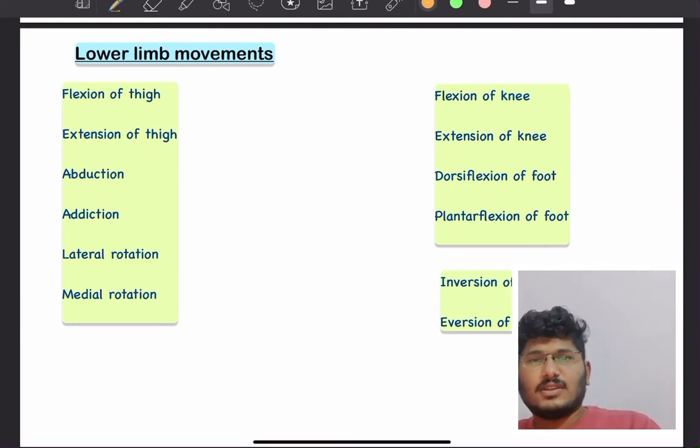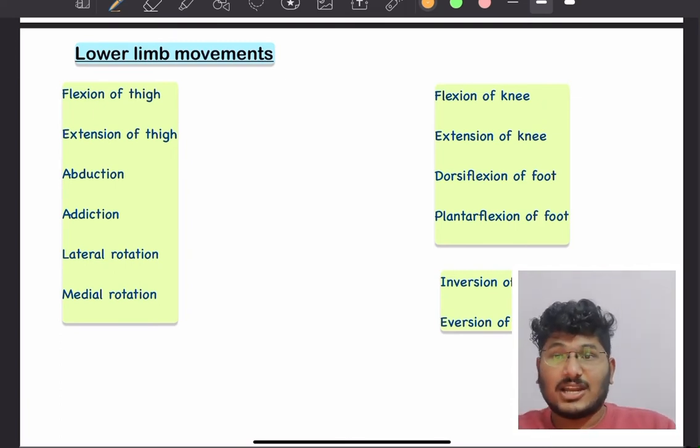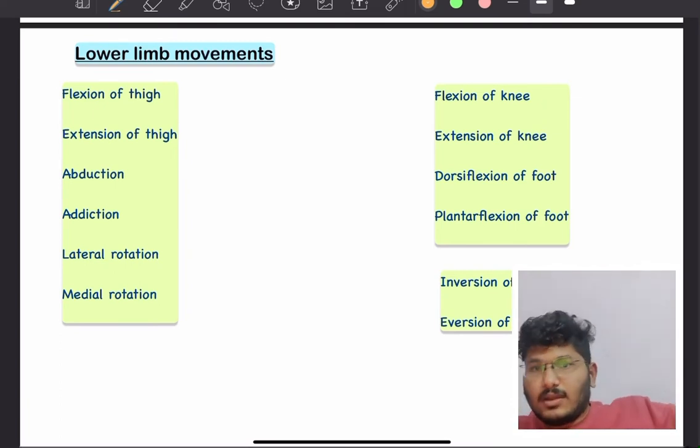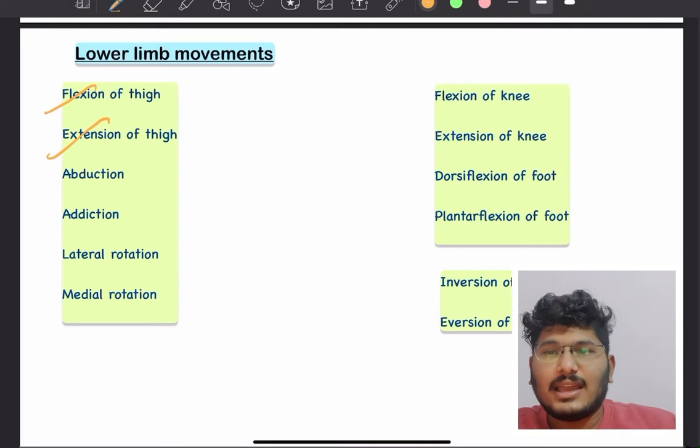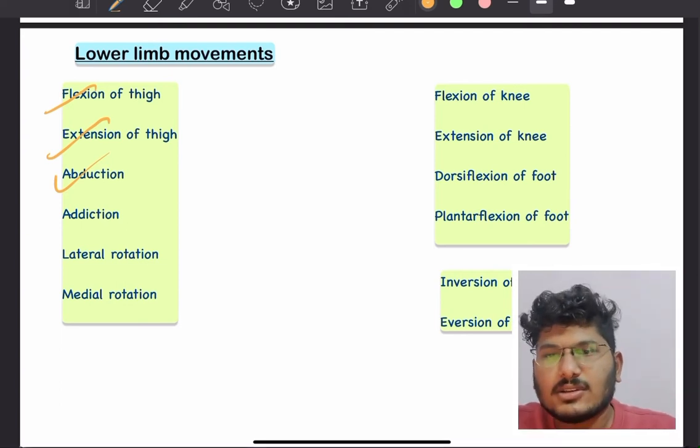Similarly, abduction of the thigh, that is moving my thigh outside, away from the medial plane. This is called abduction of my thigh. This is not adduction. Adduction is going inwards, that is movement of my thigh towards the midline. It is adduction of the thigh.